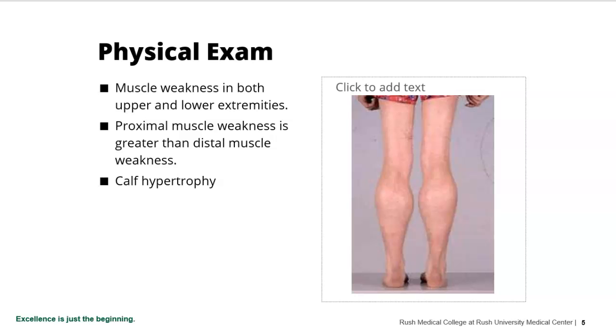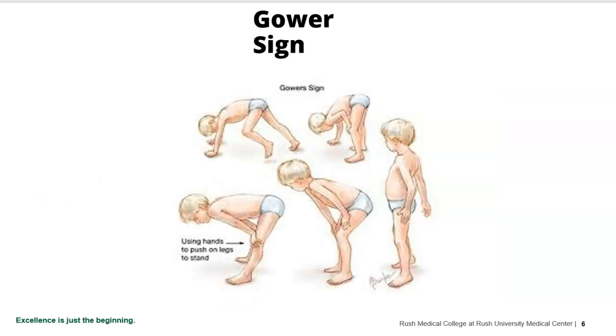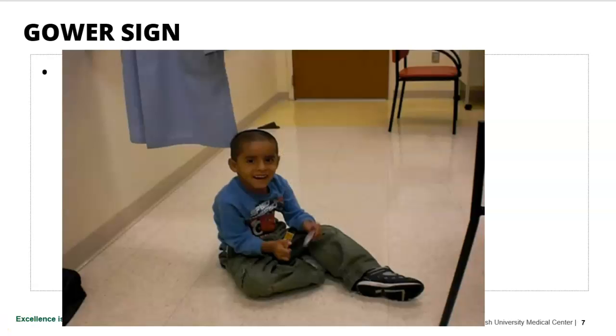On physical exam, there's muscle weakness in both the upper and lower extremities. Proximal muscle weakness is greater than distal, and there's calf hypertrophy, which is the enlargement of the calves. And one of the things I looked through in a number of slides from other people is the Gowers sign, which is the difficulty getting up from a sitting position.